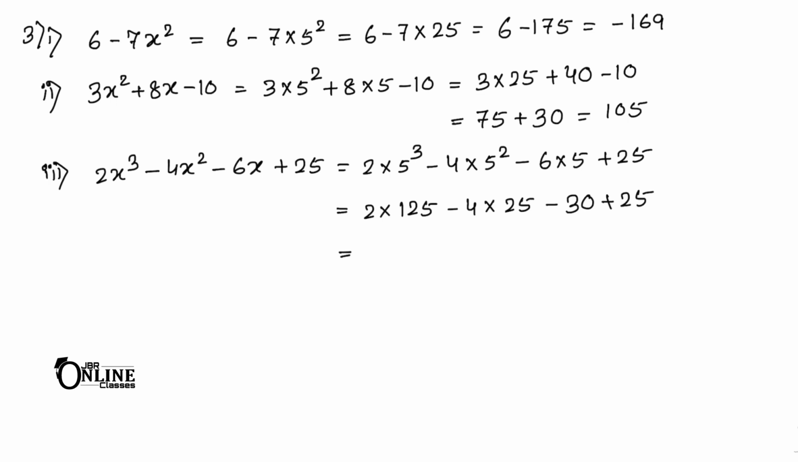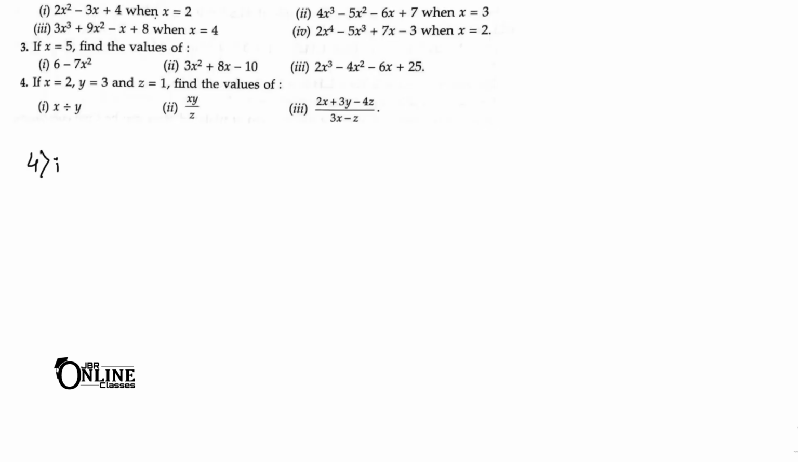So now 125 into 2, it's 250. That one equal to 100, and this one here minus 5, because minus 30 plus 25, that equal to minus 5. So here 250 minus 105. So if you subtract 105 from 250, here your answer, that is 145.